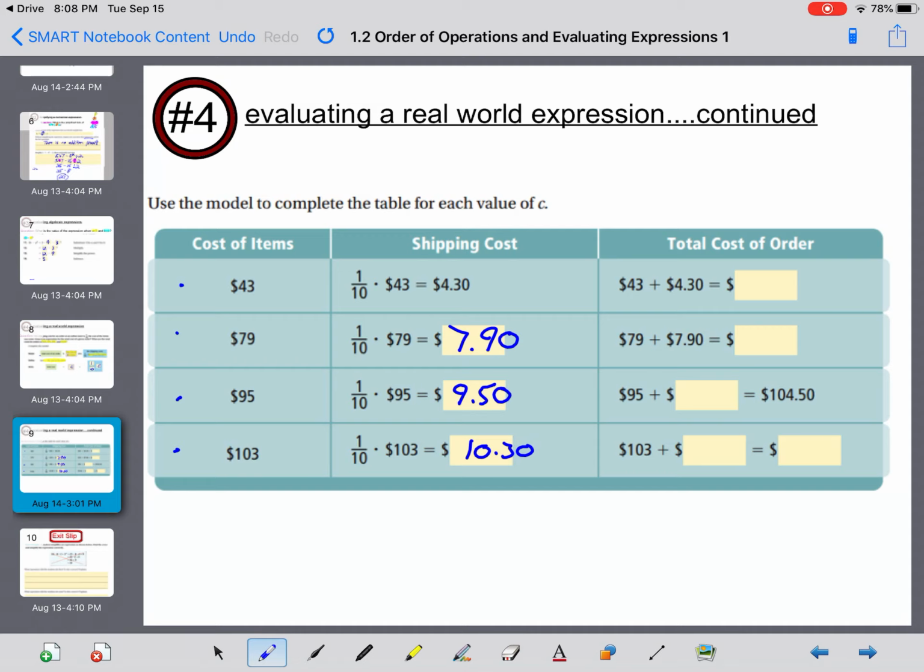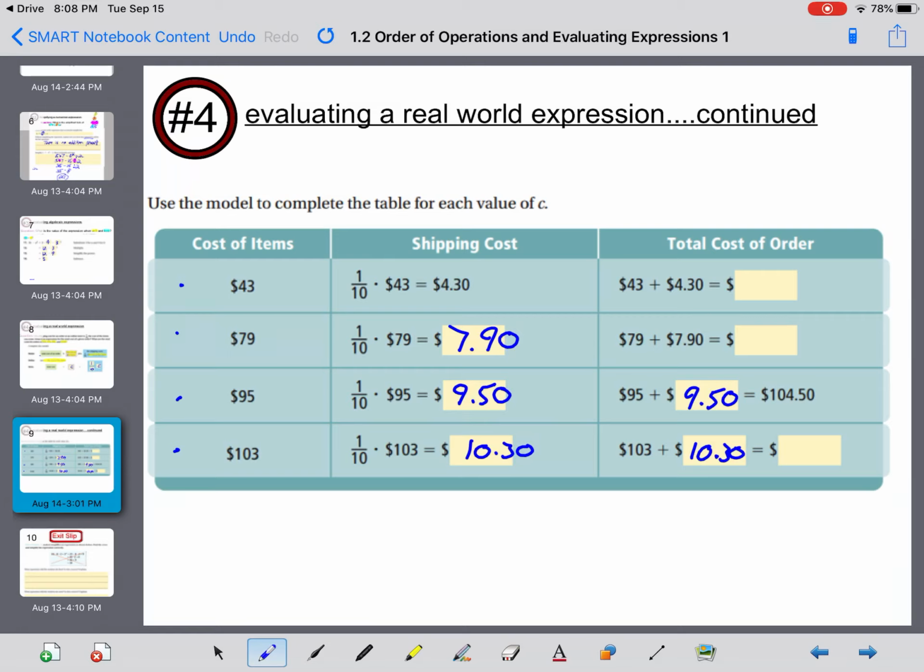Now we're going to add those shipping costs to the total cost of our orders. So the first two they plugged in for us. The third one is 95 plus $9.50 and $103 plus $10.30. Now all we have to do is add these together to find the total cost.